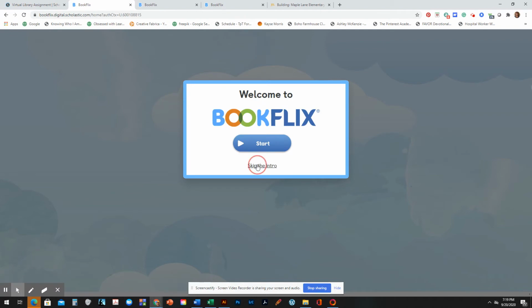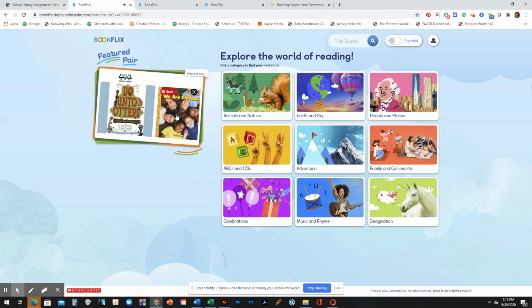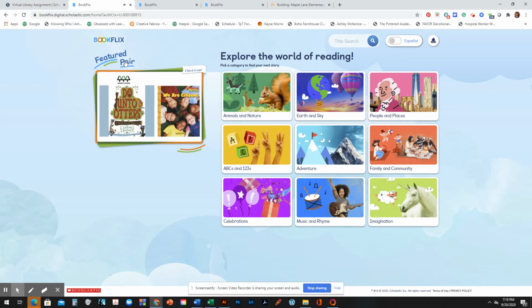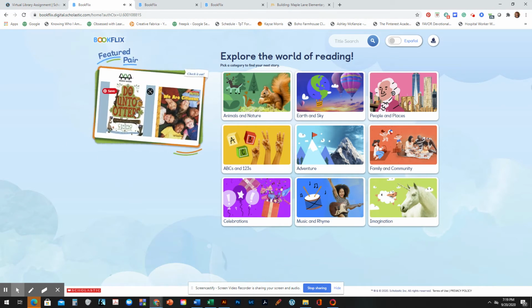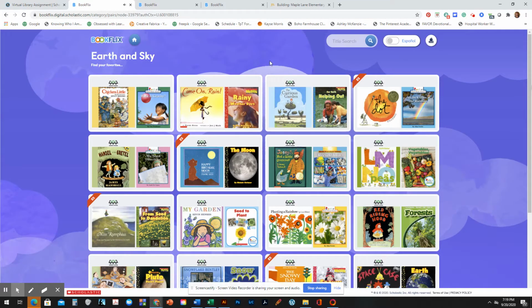So click on BookFlix, skip the intro, click on a category, or click on the feature to begin. They always interrupt me. All right, so right here is your fictional book, and over here is your non-fictional book. They're paired together, featured pair, but we're not going to read this. We're going to go to Earth and Sky, and then we're going to go to The Dot and All the Colors of the Rainbow.